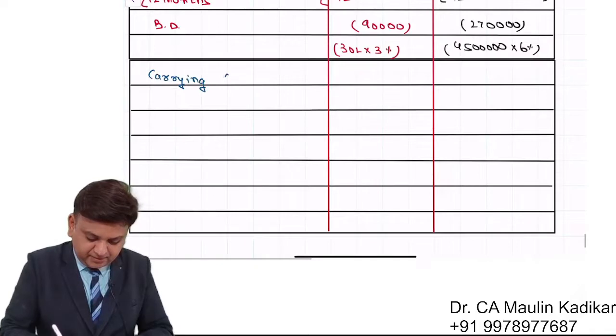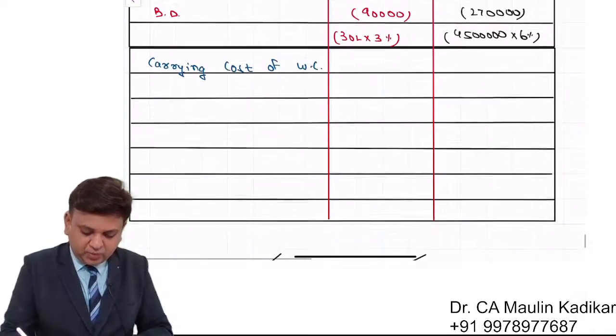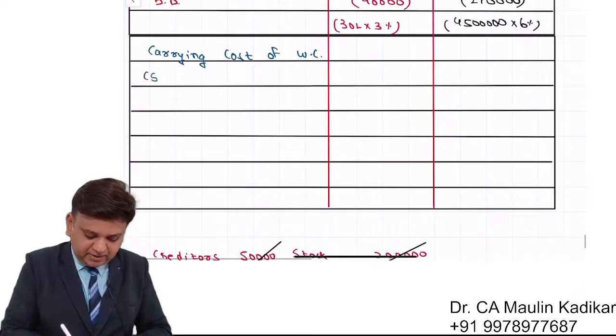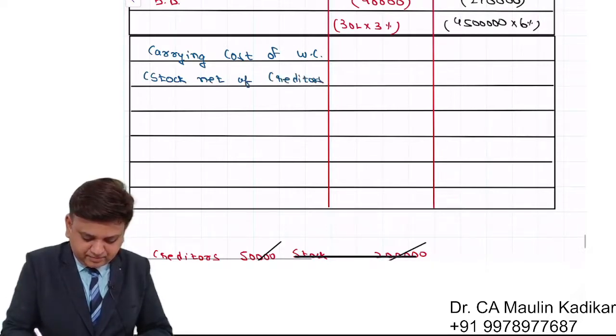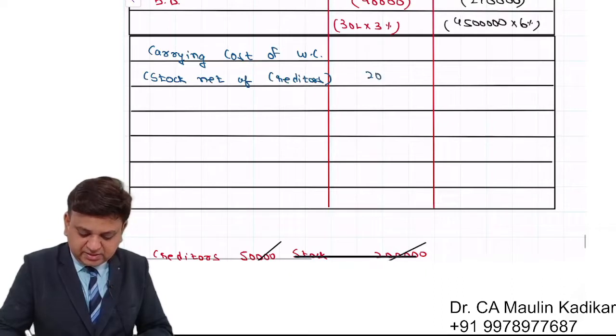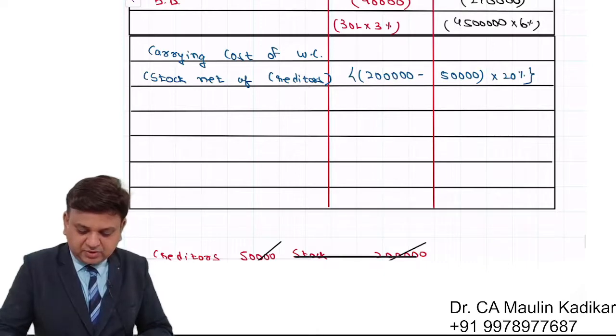Carrying cost of working capital. In bracket I am writing stock net of creditors. So in that case it is 2 lakhs minus 50,000, so 1,50,000 into 20%. That comes to an amount of 30,000.